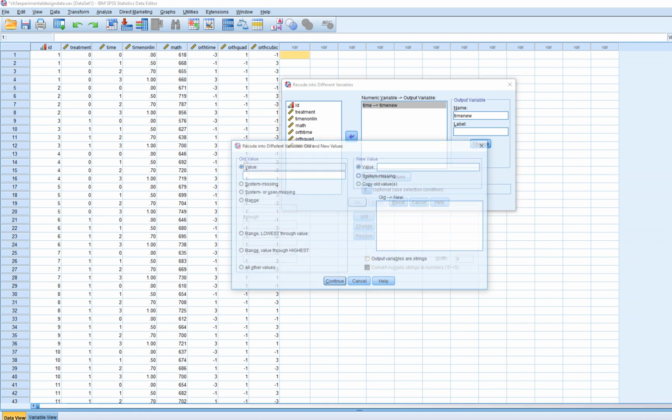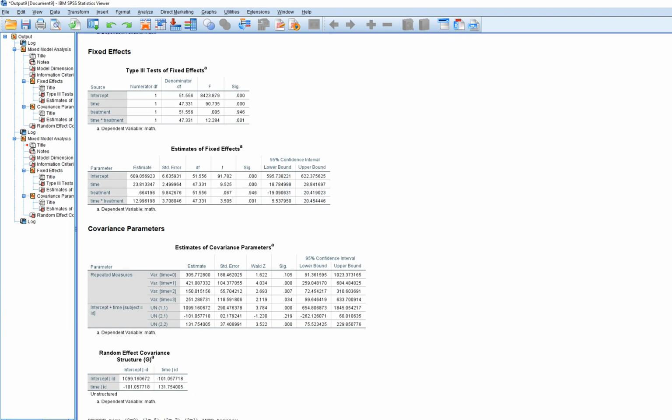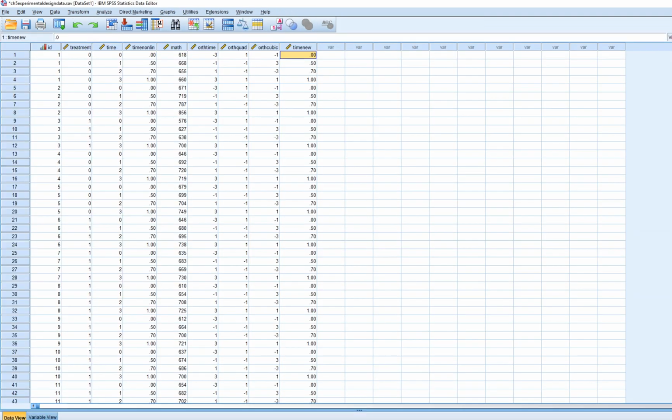Click on change, and under old and new values, we'll take the old value on the time variable of 0 and leave it as 0 on the new variable. The previous value of 1 we're going to call 0.5 for this new one. The previous value of 2 we're going to recode into 0.7. And then the final value of 3 we're going to recode into a 1. So that gives us the same coding on this variable right here. When we click OK, we end up with this variable, which again is the same as this one.